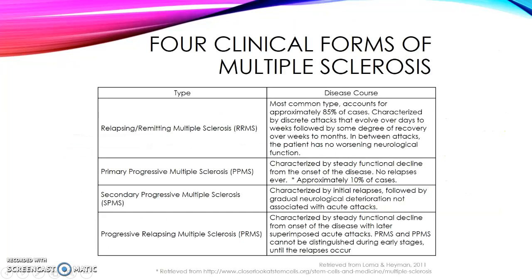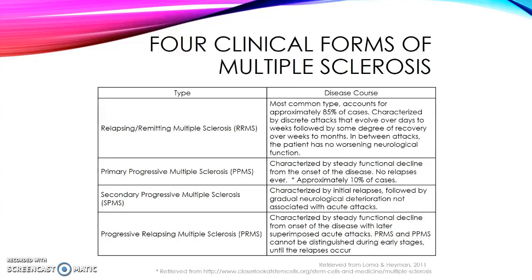There are 4 clinical forms of multiple sclerosis. They are in order of common occurrence: relapsing remitting multiple sclerosis, or RRMS. This is the most common type, and it accounts for approximately 85% of cases. It's characterized by discrete attacks that evolve over days to weeks, followed by some degree of recovery over weeks to months. In between attacks, the patient has no worsening neurological function, and in fact, some people may have regeneration of cells and amelioration of some of their symptoms.